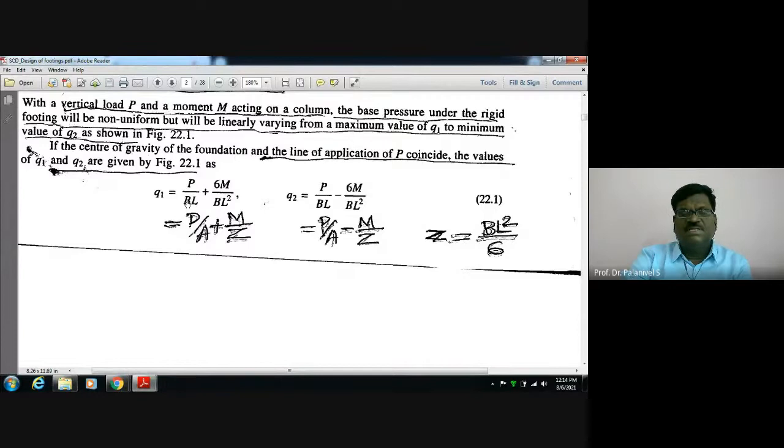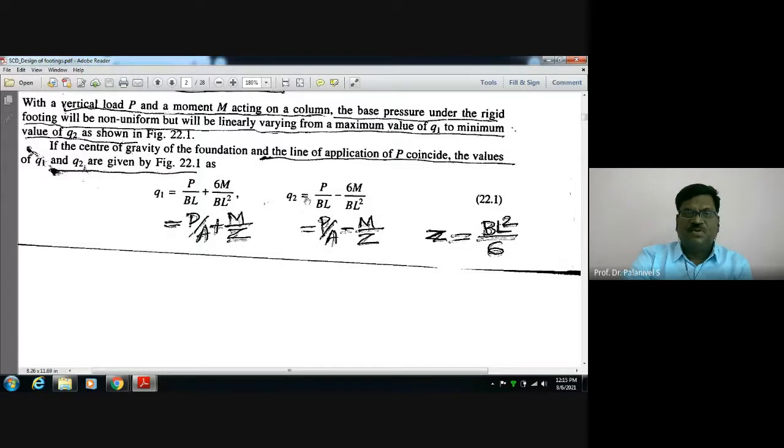Width into length of the footing. B is the width and L is the length of the footing. The stress is P by BL plus M by Z, and Z is nothing but this one. If I put BL square by 6 instead of Z, it becomes 6M by BL square.